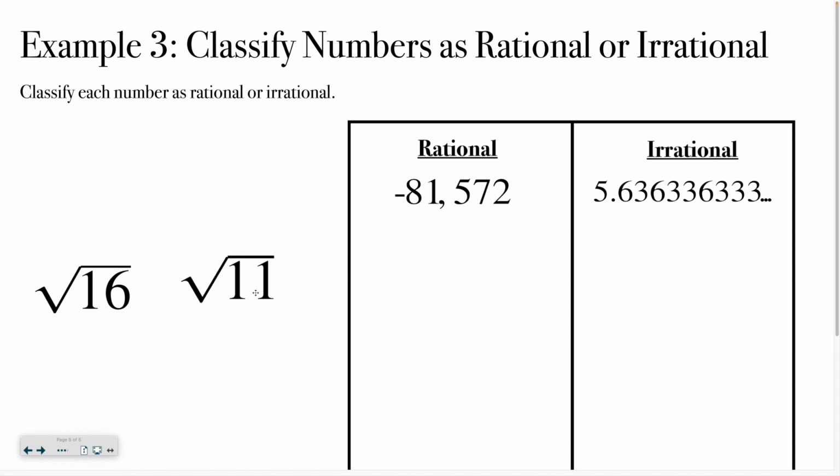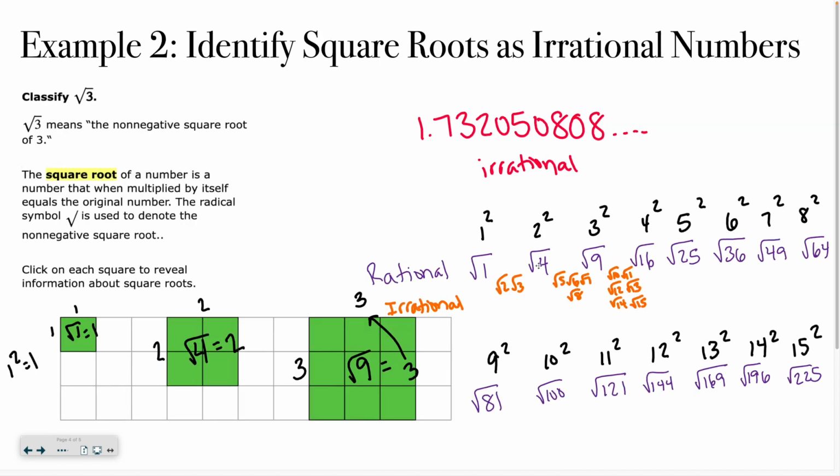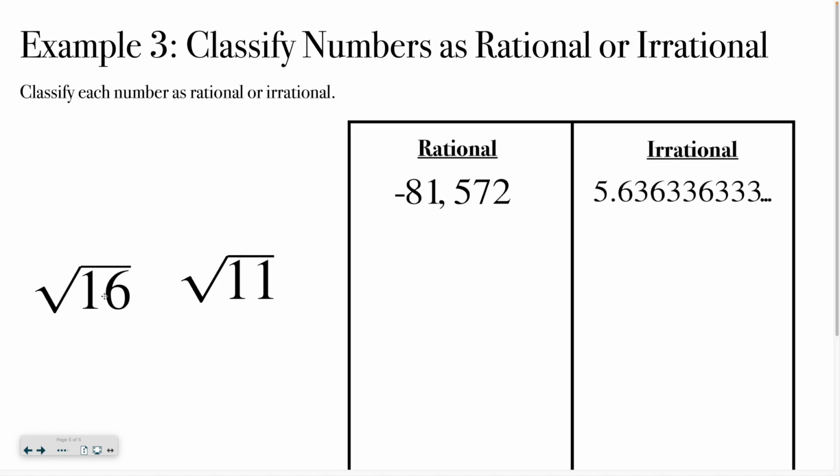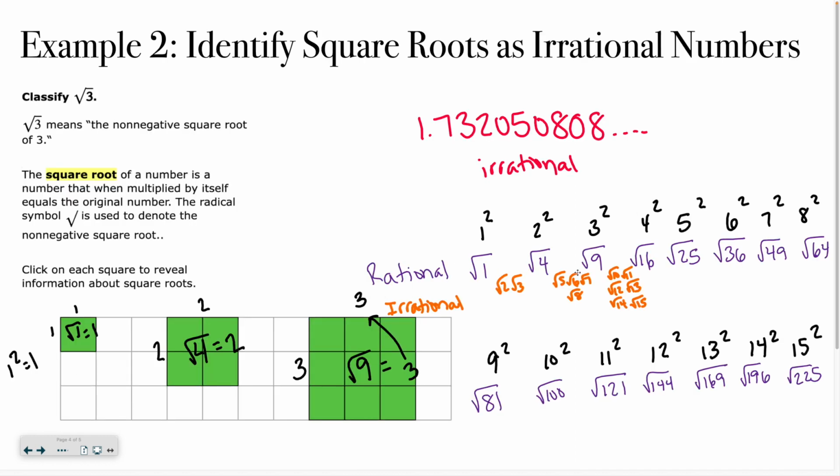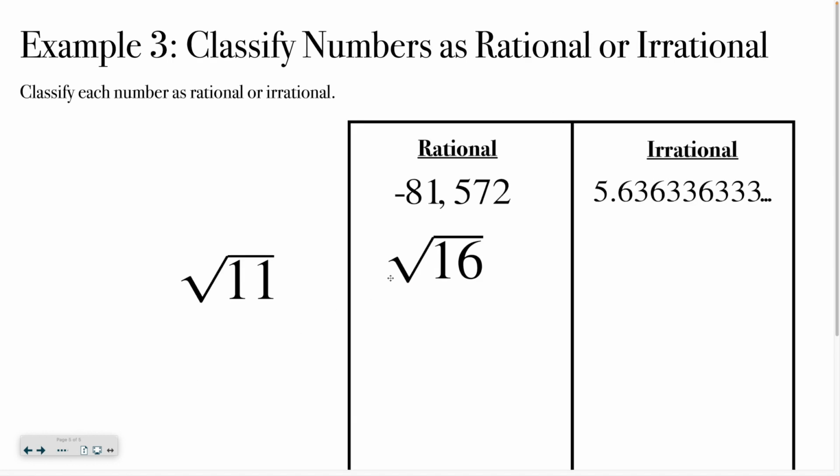Now, I have to think which of those is rational, if any. So I'm going to go back and look. Square root of 16 I see is the same as 4 squared, so that is rational. And then if I were to go back and look for 11, I see that 11 is in between my 3 squared and 4 squared. That tells me that that is irrational. And that would be all that I have to do to classify those.